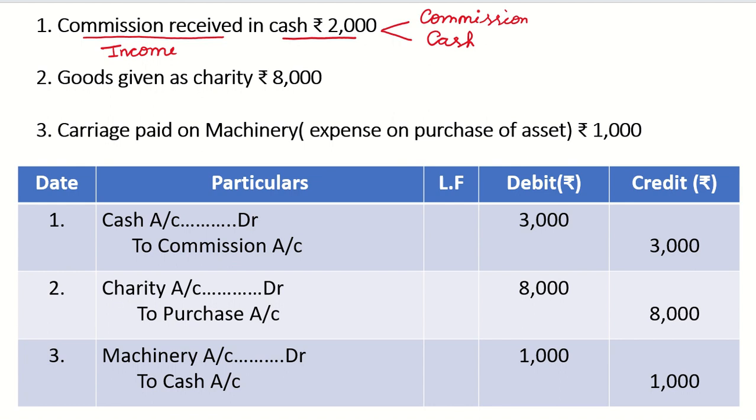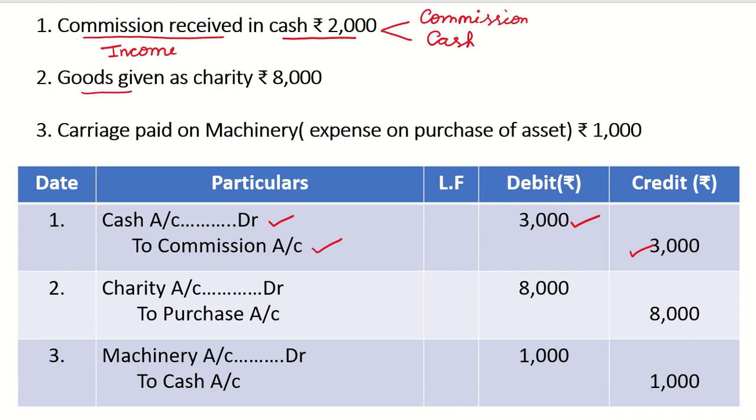Now the real account rule says debit what comes into the business. What is coming into the business? Cash is coming in. So cash account debit. Now the nominal account rule says debit all the expenses and losses, credit all the incomes and gains. Commission is an income, so we are crediting the commission. So cash account debit to commission account, rupees 2000. Now always remember that our debit and credit should be the same. It will always be balanced. So 2000 debit, 2000 credit. Fine. Now let's go to the second entry.